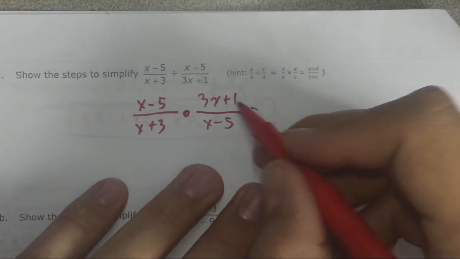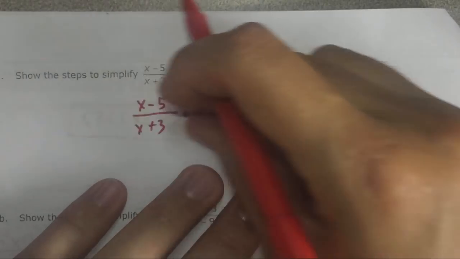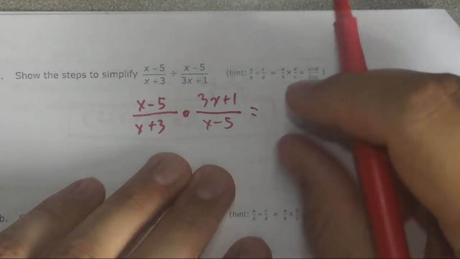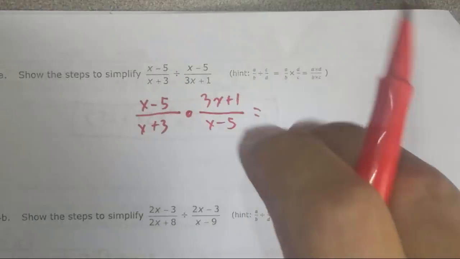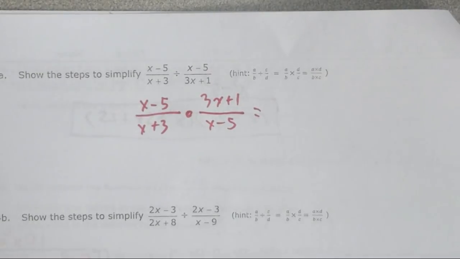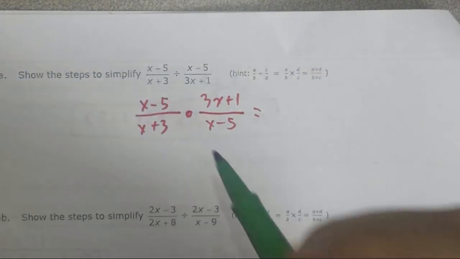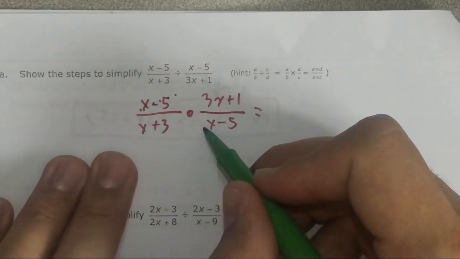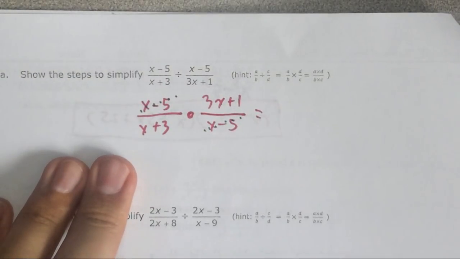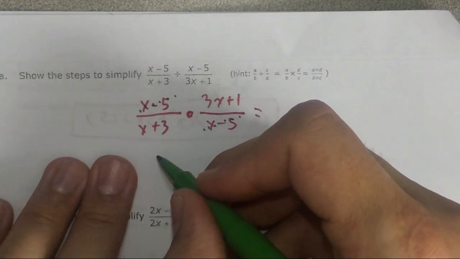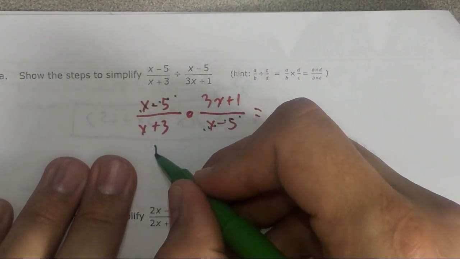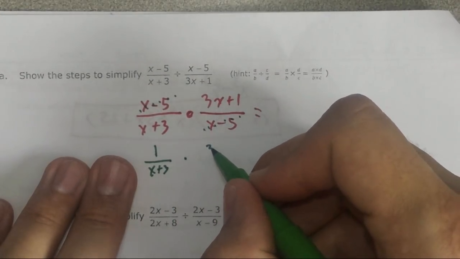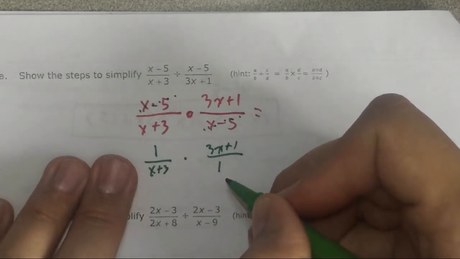At this point, if you wanted to, you could just multiply across. Your number's going to get fairly large because you can simplify. So what we typically do is simplify before going on. This x minus 5 and this x minus 5 can cancel. Anything that cancels is a 1. So what we end up with is 1 over x plus 3 times 3x plus 1 over 1.